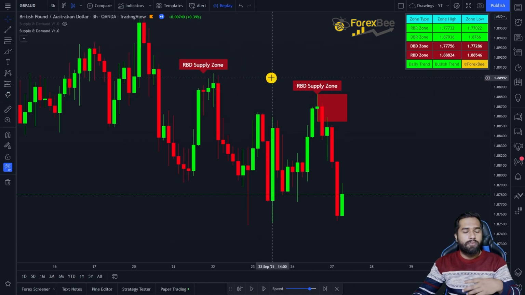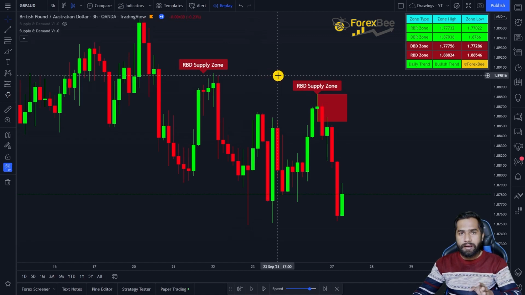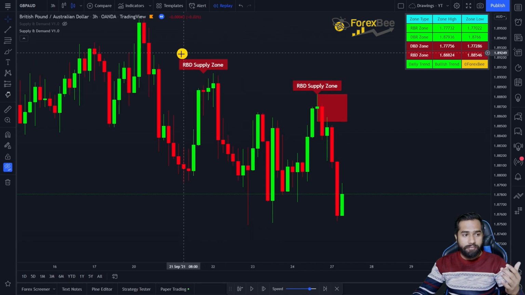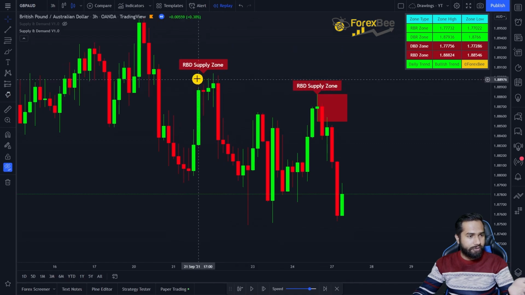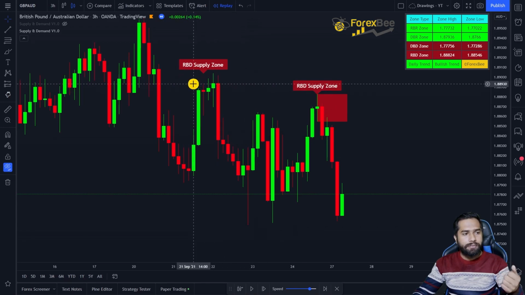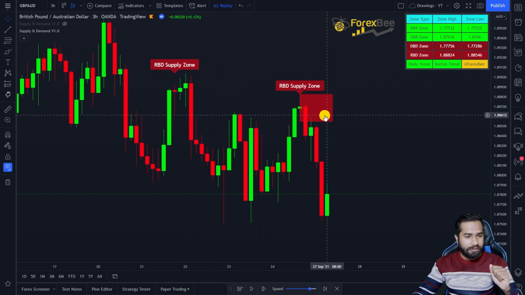So what the indicator does is it draws the zones in real time, and only the latest zones are drawn. Okay, but it keeps a historical reference to where the last zone was. So here you can see that the last zone, the last rally based drop zone, is still there. It is represented by this rally based drop supply zone label, and then this is the latest zone.